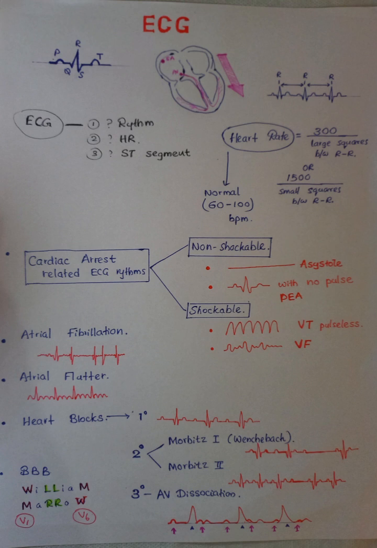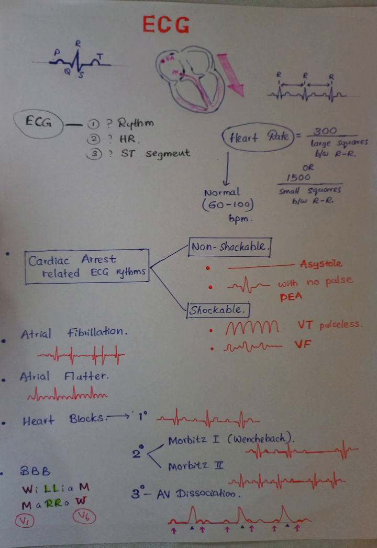Next, the atrial flutter. In atrial flutter, the rhythm is regular. You can see the RR interval is the same. But in between the RR intervals, there is a specific pattern of waves called the sawtooth pattern. So this is atrial flutter.